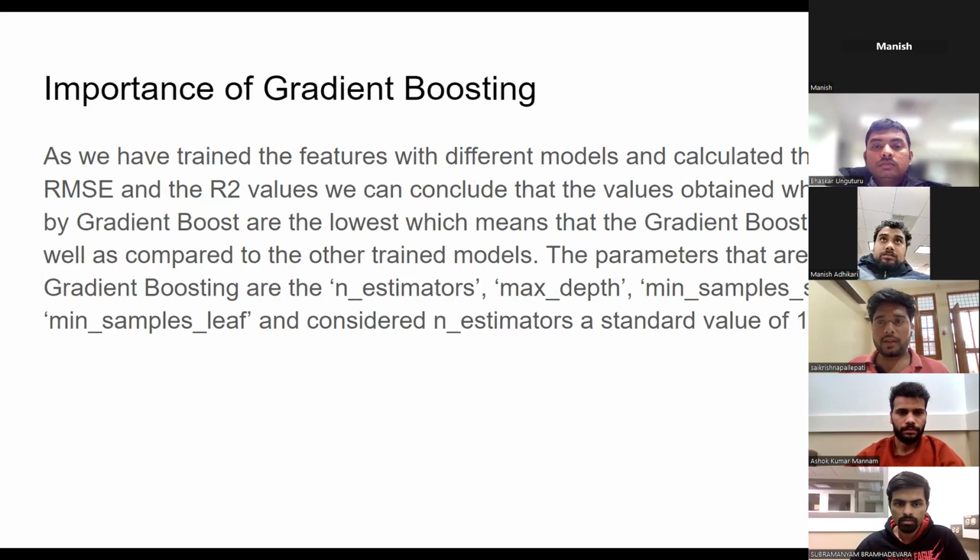After training the features with all the different models that I have mentioned earlier, we used three evaluation metrics: mean absolute error, root mean square error, and the R square value. We can see that the gradient boosting model has performed well with more features. The parameters that we have used are n estimators, maximum depth, and minimum samples. We have taken n estimators as a standard value of 100. Could you move to the next slide, please?